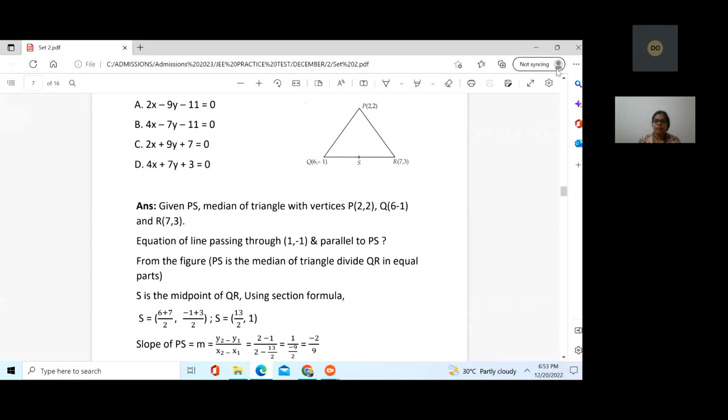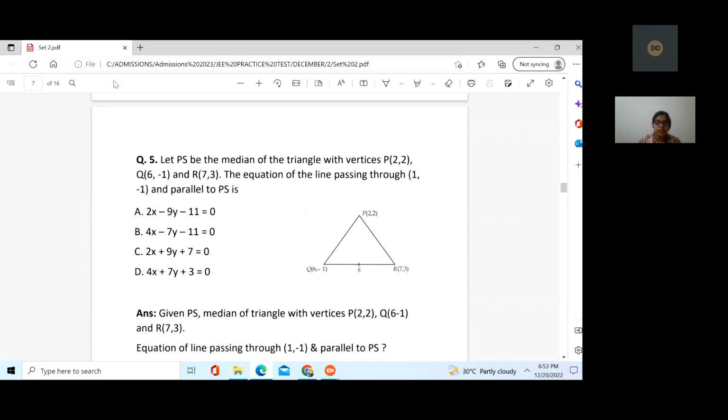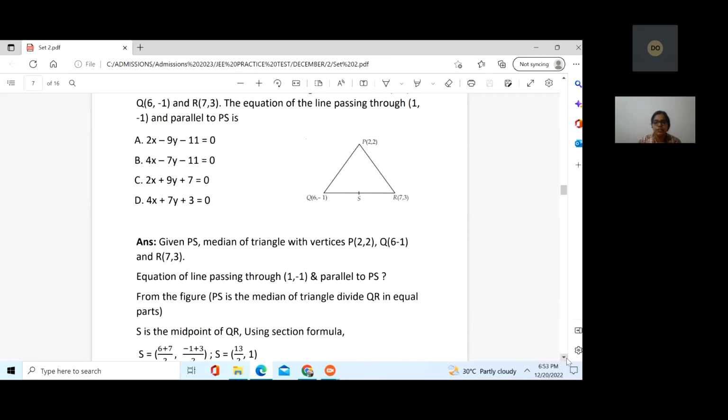From the question itself, they have given us that PS is the median of the triangle. So S will be on the side QR, and so QS is equal to SR. Do you agree with that? It divides the triangle into two parts. PS is the median of the triangle, which divides it into two equal parts. Now we can say that S is the midpoint.